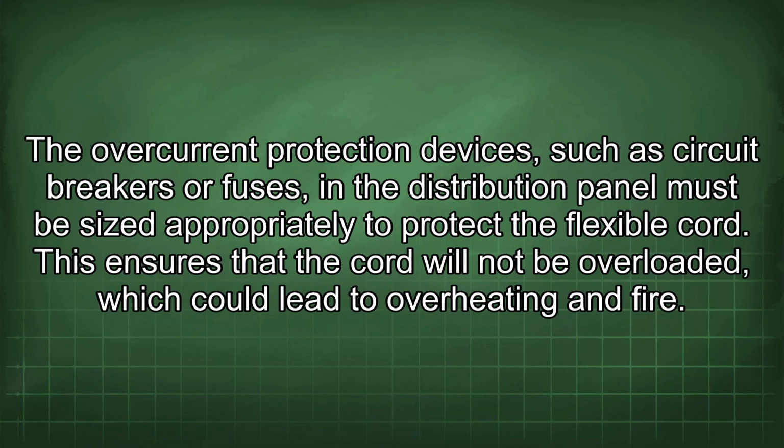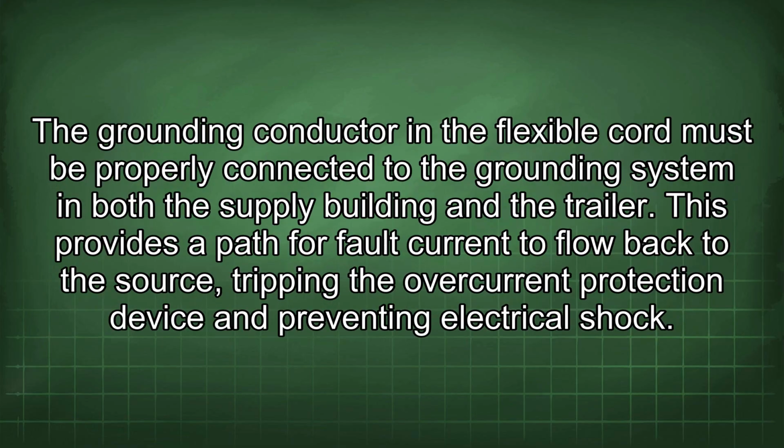The overcurrent protection devices, such as circuit breakers or fuses, in the distribution panel must be sized appropriately to protect the flexible cord. This ensures that the cord will not be overloaded, which could lead to overheating and fire. The grounding conductor in the flexible cord must be properly connected to the grounding system in both the supply building and the trailer. This provides a path for fault current to flow back to the source, tripping the overcurrent protection device and preventing electrical shock.